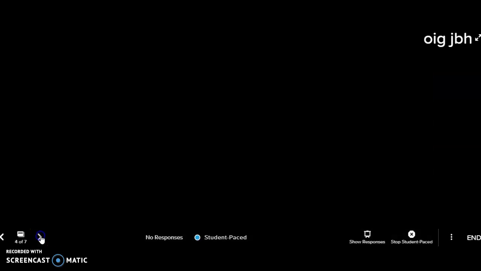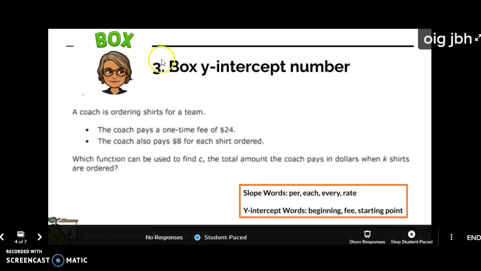Let's move to the next. Step 3, we're going to box the y-intercept number. Same word problem. We should have an X on the word each. If you haven't done that, do so now. We should have a circle on the 8. The other number that I have left is the 24. That is the one that we should be putting in a box.